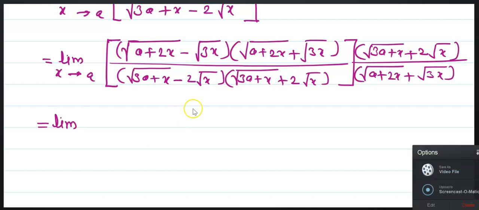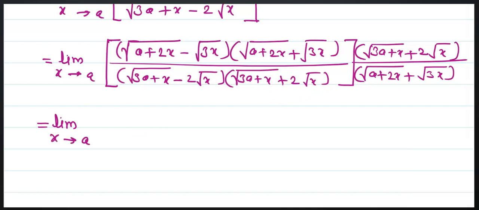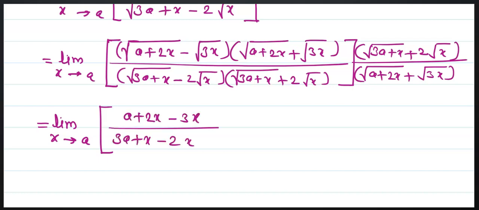That is the root of 3a plus x, plus 2 root x, and here is root of a plus 2x plus root of 3x. That is, we multiply here the numerator and here the denominator. Now the expression becomes smart. Now the radical sign will get cancelled from both of them, and this is the expression.